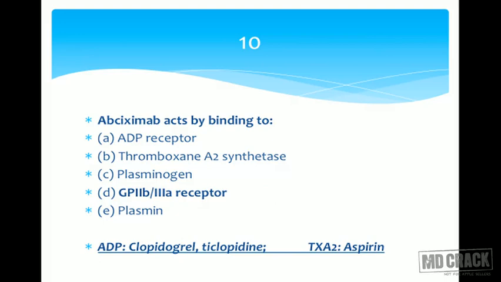Look at the answer. Answer is GP2B3A receptor. ADP binding is inhibited by clopidogrel and ticlopidine, and thromboxane A2 affection is done by aspirin. These are two other groups, and the group which is asked on this question is GP2B3A receptor antagonist. One is abciximab, and you also have in this group tirofiban and eptifibatide. So we could revise the three mechanisms of antiplatelet action.